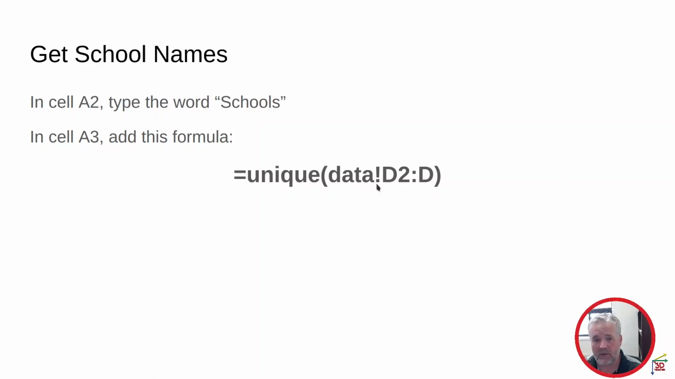So we want to tell it to go to the data sheet that we created. Data exclamation point says get the data sheet. Then we tell it to get everything in column D from cell D2 all the way down. We do D2 so that we don't get the column header, school name, as part of the data that gets returned. This will just return cells with each one of your school names in it. It's a really good way to make sure that they're typed the right way in the future as we add to our formulas. So there's your list of schools.